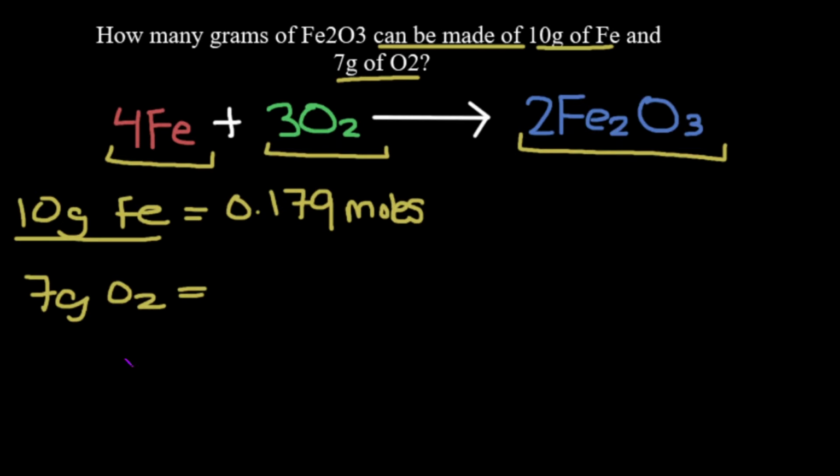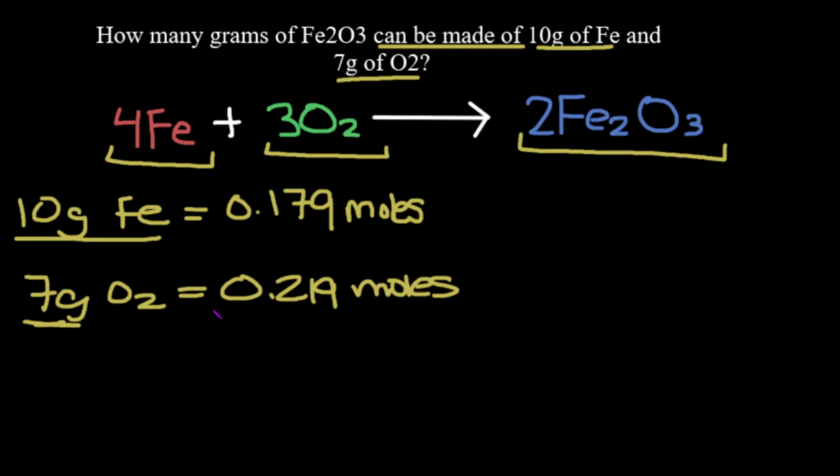And for oxygen on the other side, 7 grams of oxygen: one oxygen atom is 16, and oxygen gas is two oxygen atoms reacting with each other to create a diatomic molecule. So you have 32, because 16 plus 16 is 32, and 1 mole is 32 grams. So you would divide 7 by 32, and that will give you 0.219. So you have 0.179 moles of iron and 0.219 moles of oxygen.